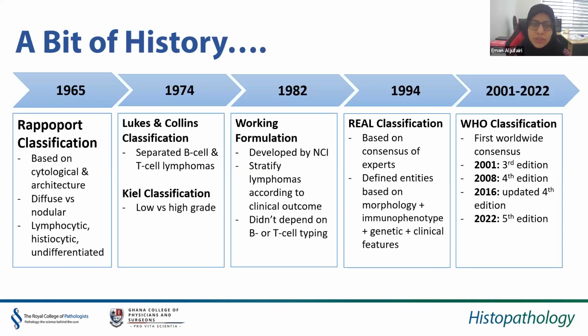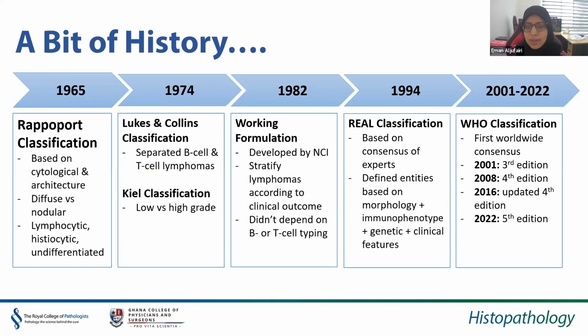The classification of lymphoma went through multiple changes over the last century. One of the first classifications was the Rappaport classification in 1965. At that time, because we didn't have any immunohistochemistry, the whole classification was based solely on morphology. They were dividing it as diffuse architecture or nodular, and then by morphology, whether they thought these cells were lymphocytes, histiocytes, or undifferentiated.